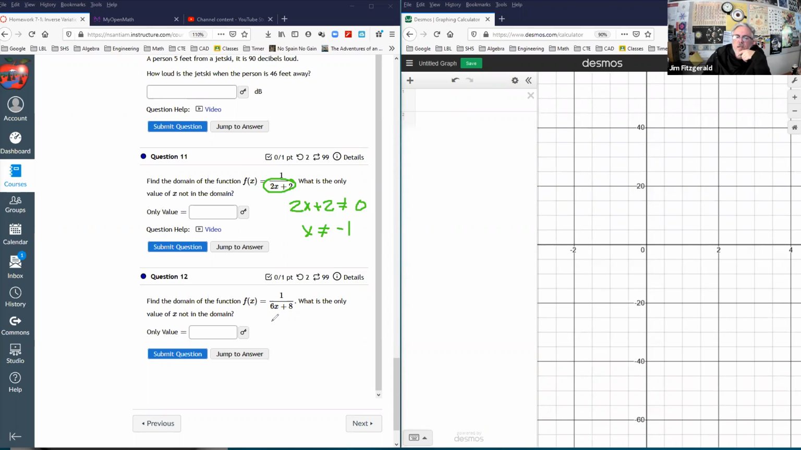And I do the same thing here. Right, 6x plus 8 can't be equal to 0, because otherwise that'd give me undefined. And so if I solve that, I get x cannot be, what is it, -4/3.